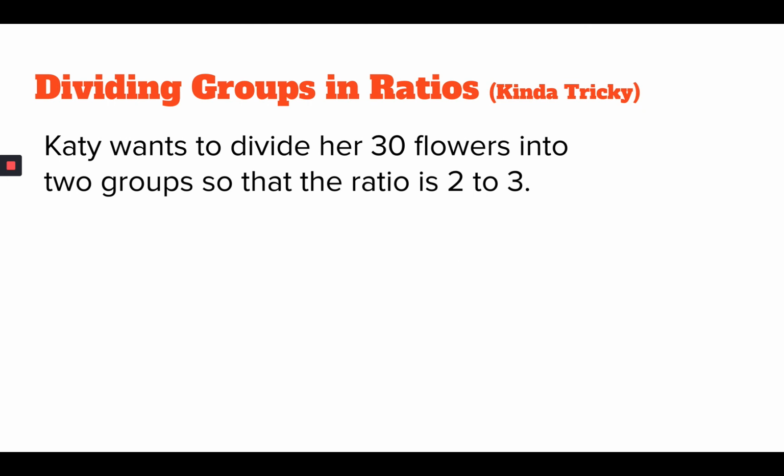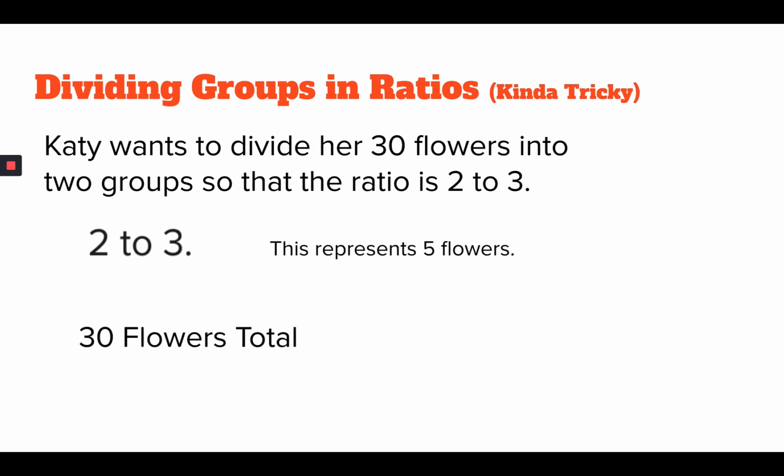So this one's a little tricky, so I'm going to show it to you again. I'm going to go fast this time. Kathy wants to divide her 30 flowers into 2 groups so that the ratio is 2 to 3. So look at your numbers. We need a final ratio of 2 to 3. We know 2 plus 3 is 5, so that represents 5 flowers. I know I've got 30 flowers total. So then I have to think 5 times what gives me 30, and 5 times 6 gives me 30.